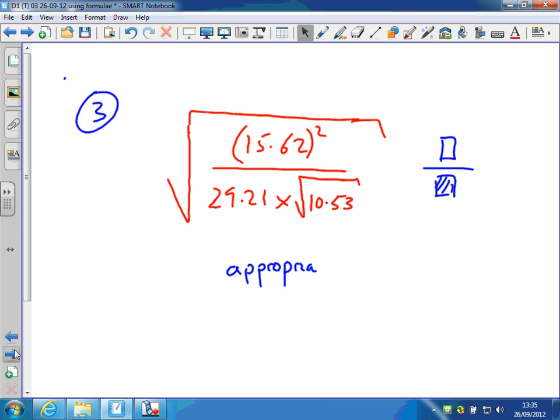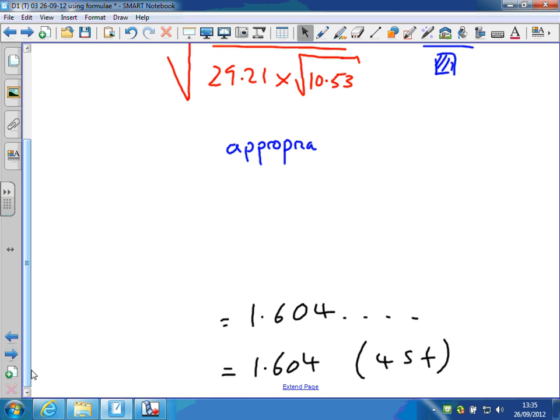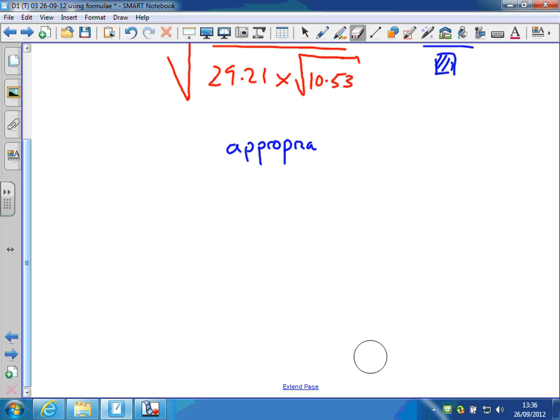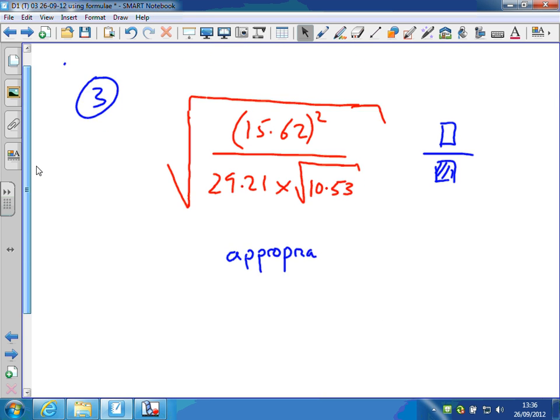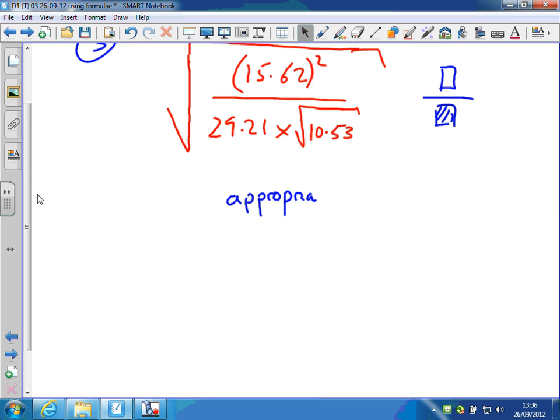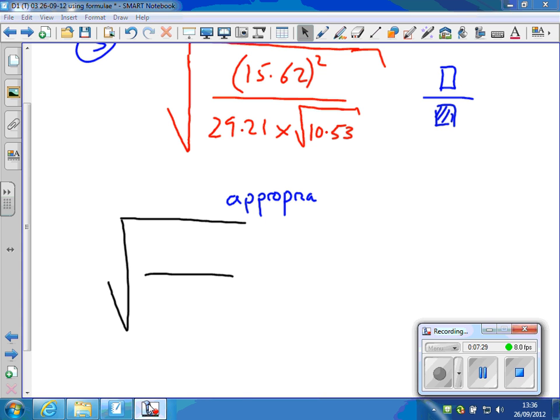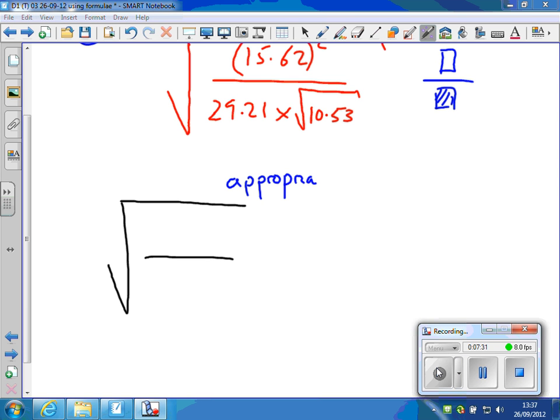Question number 3. Calculator question. So if you've got your calculator to hand, what I would do is hit the square root button and then hit the fraction button. Then you can put it in literally as you see it on the page.